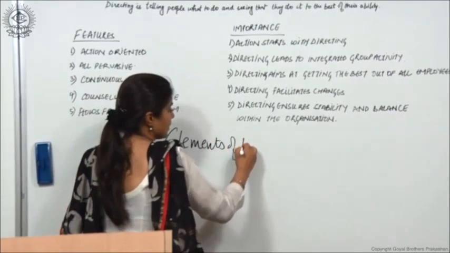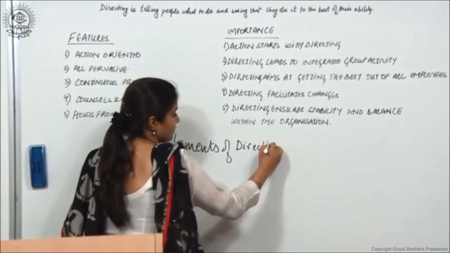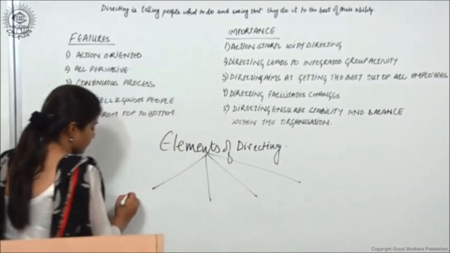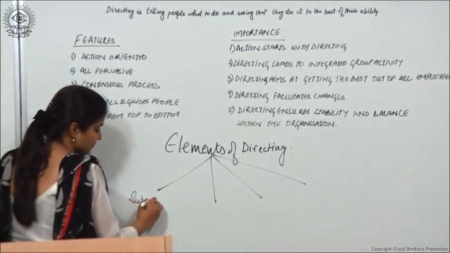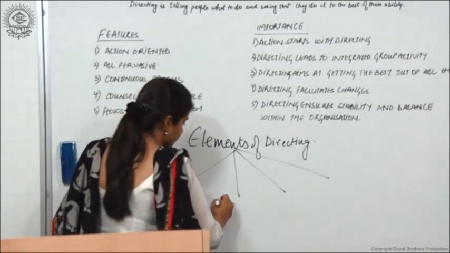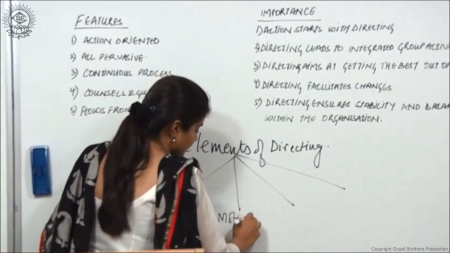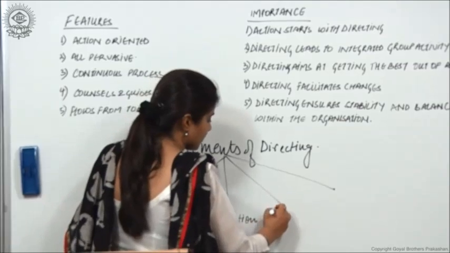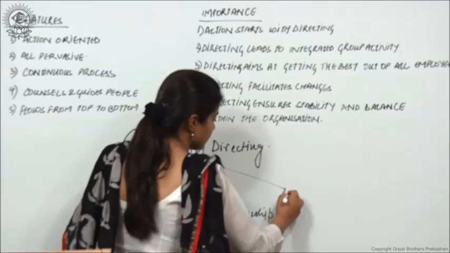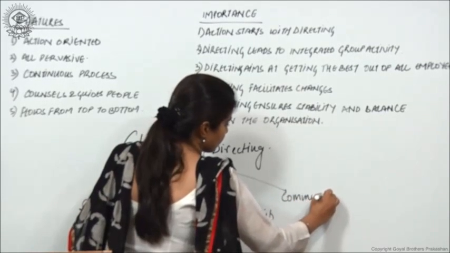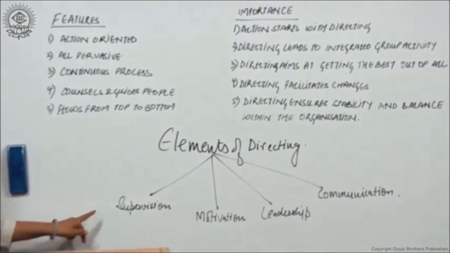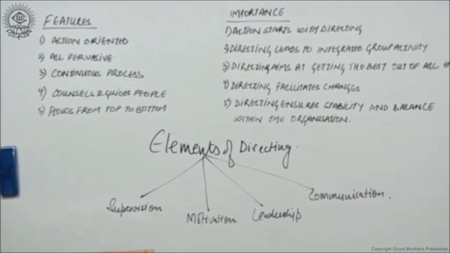Elements of directing. Okay, there are 4 elements that we are going to be studying about. First one being supervision, then second one being motivation, third is leadership, and fourth is communication. Supervision, motivation, leadership and communication.